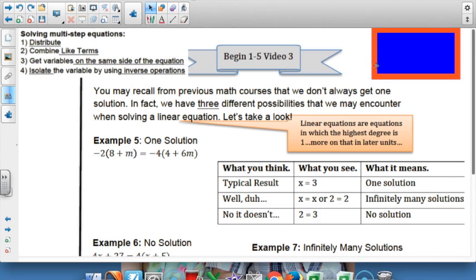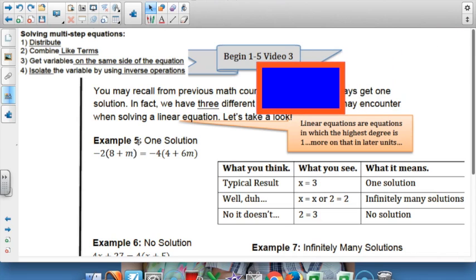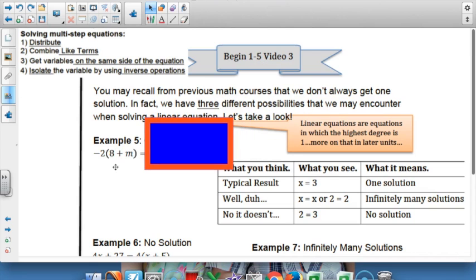So let's start with distribution. Both sides of this can have some distribution that can be done because I've got some parentheses. So I'm going to start with this side and say negative 2 times 8 is negative 16. Negative 2 times m is negative 2m. I'm a math teacher, not an English teacher. I don't know my letters.